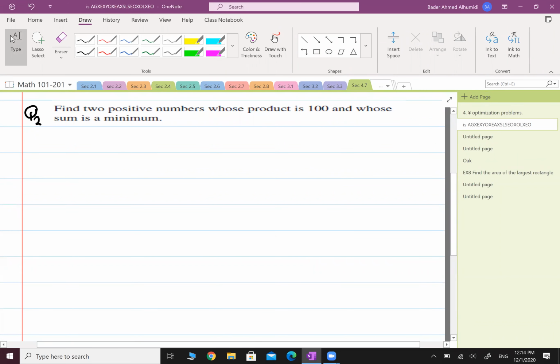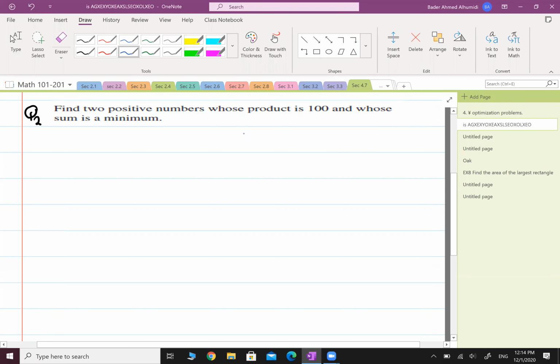This was the first question. Let's see another question. Here the question says find two positive numbers whose product is 100. What is given now? The product is 100. This is given in the question. And whose sum is a minimum. When I say the sum, it means the sum of the two numbers we have.